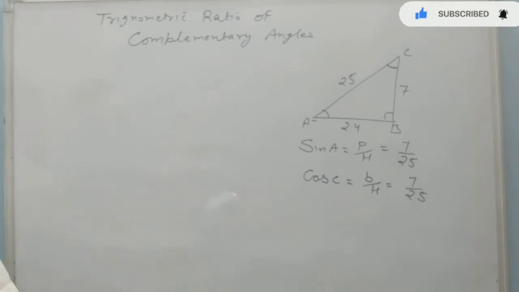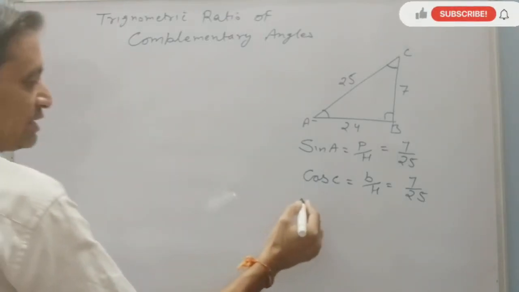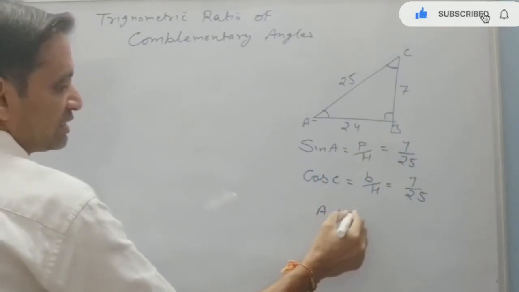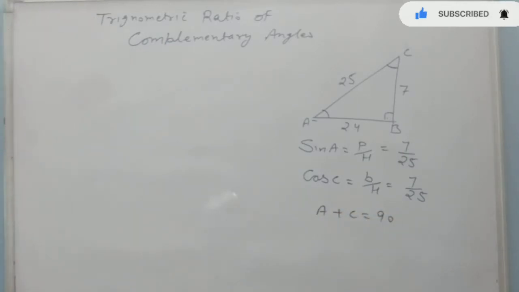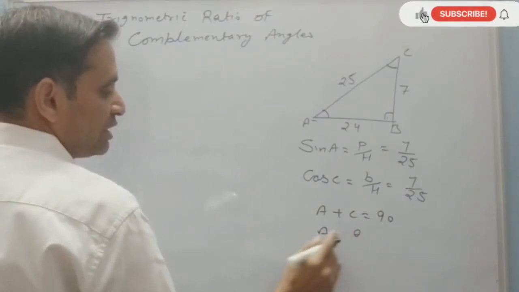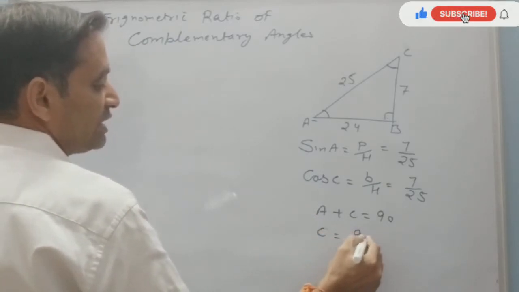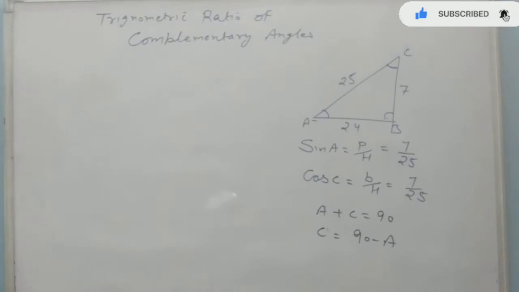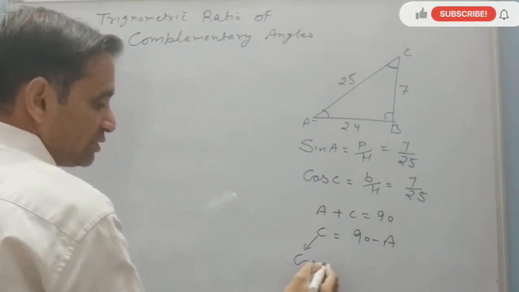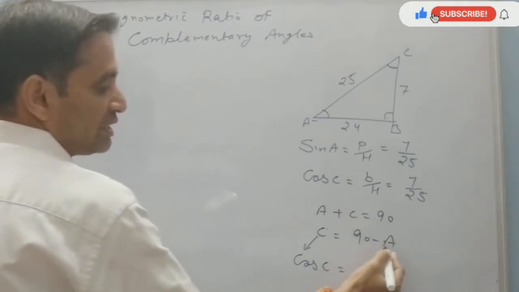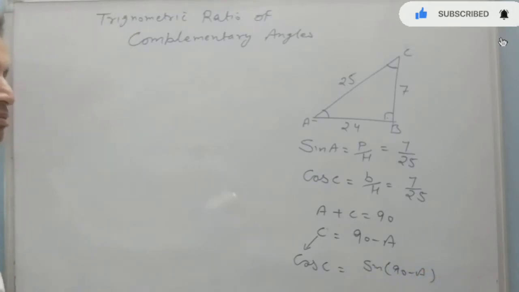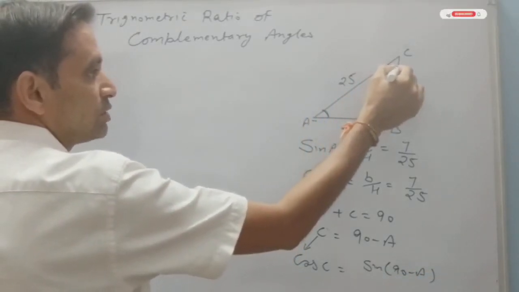Why? How does this come? Because in the right-angled triangle, if B is 90 degrees, then angle A plus angle C will also be 90. So if I say angle A is A, then C will be 90 minus A. And now we can say cos of C is, for angle A, sin A, so it is sin of 90 minus A. It means the value that is here for sine is the value here for cos.